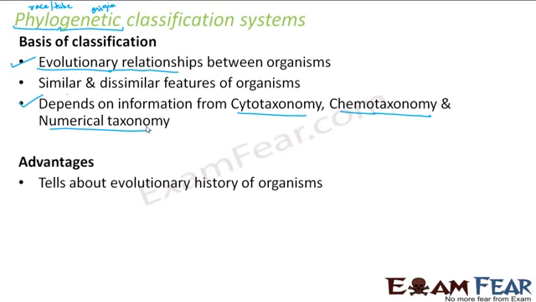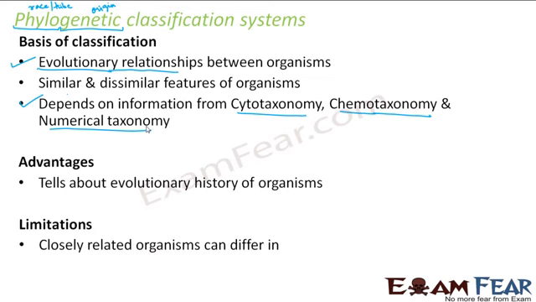So we will talk about the origin of different organisms. Talking about its limitations, closely related organisms can also differ in some important properties. Even after this phylogenetic classification, there might be some exceptional organisms, very few, which differ in one or two properties. But this limitation was not as severe as in the natural classification system. So the phylogenetic classification system turned out to be the best classification system so far, and that is what we have been following even now.